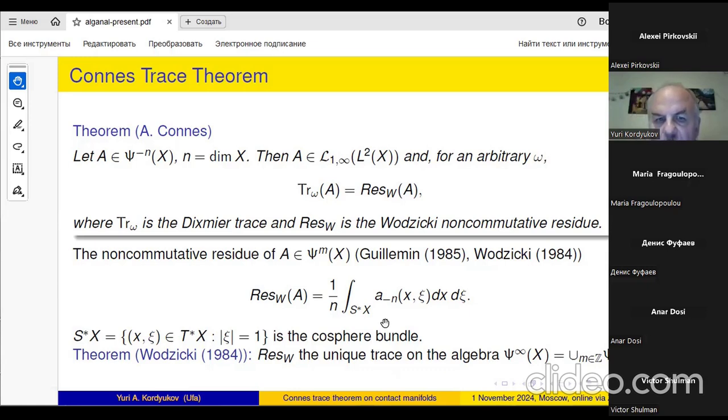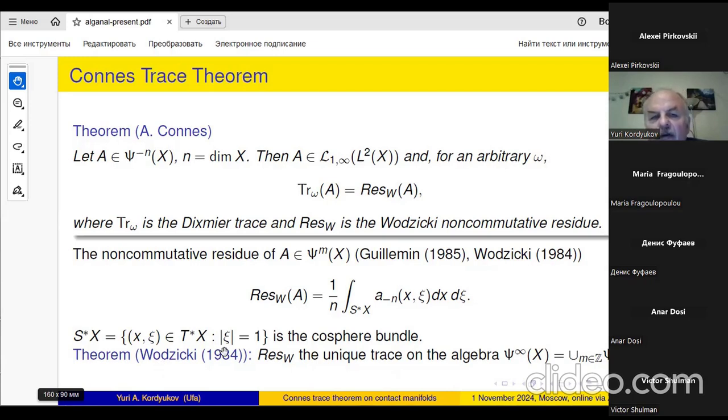local coordinates. And what is remarkable is that this is a trace on the algebra of pseudodifferential operators of any order, maybe positive, so of any integer order. And this was proven by Mariusz Wodzicki in 1984. This was his habilitation thesis or doctoral thesis at the Steklov Institute, and he was a student of Yuri Ivanovich Manin.